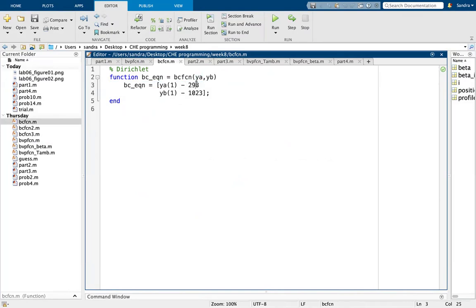Temperature at the first point minus 298, and temperature at the second point minus 1023 is equal to 0. Basically, the two conditions have been written. Now, let me just close all of it.